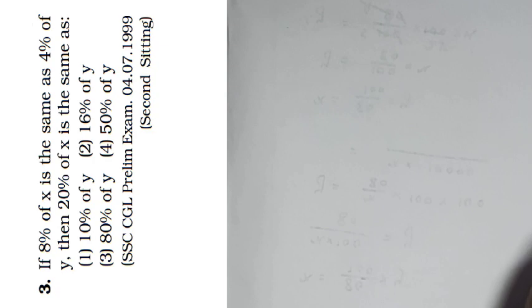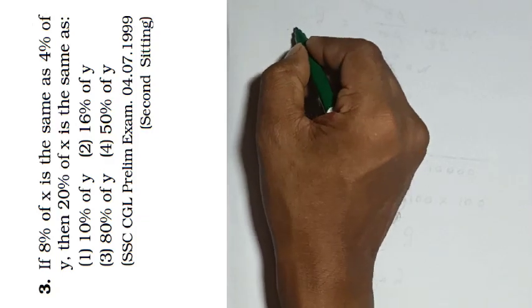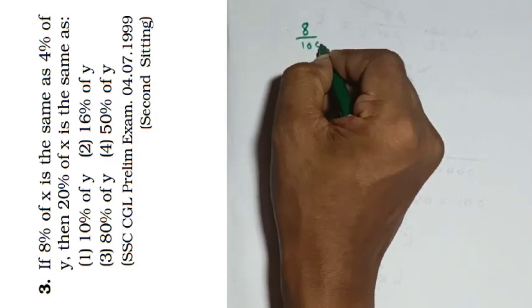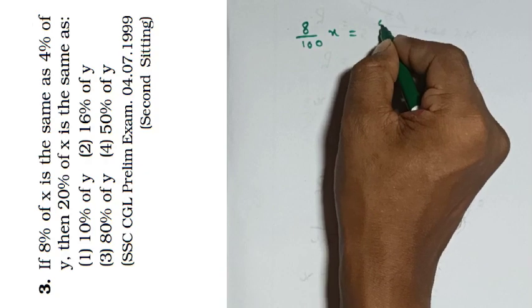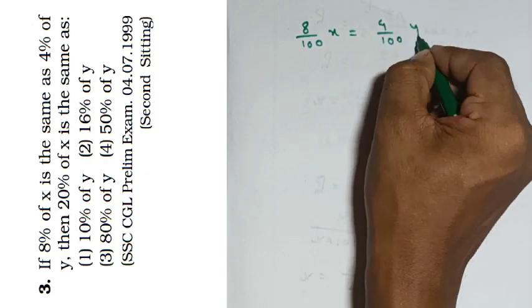Here the question number 3 is given as: if 8% of X is the same as 4% of Y, then 20% of X is the same as what percent of Y? So at first we write here 8% of X, that means 8 by 100 into X is equal to 4% of Y, that means 4 by 100 into Y.